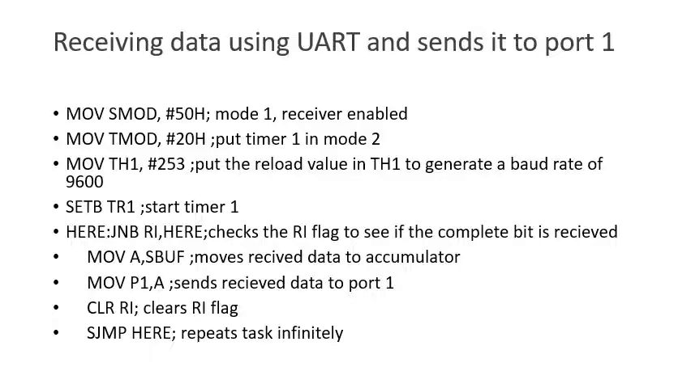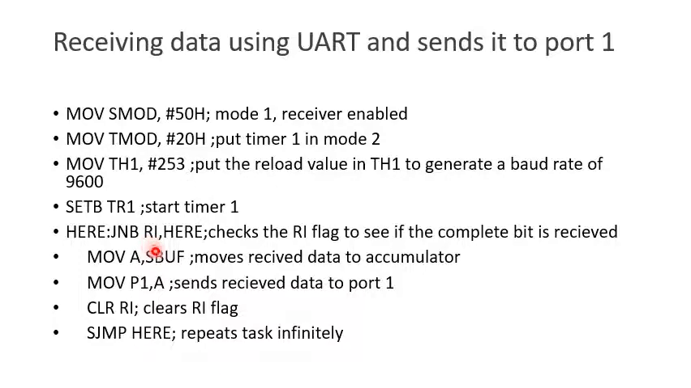In the receiver section, if you want to receive the transmitted data, this particular code is to be written. MOV SCON, #50H will set mode 1 and receiver enable. MOV TMOD, #20H will put timer 1 in mode 2, and MOV TH1, #253 puts the reload value in TH1 to generate the baud rate of 9600. SETB TR1 starts timer 1, and JNB RI here is checking the RI flag to see if the complete byte has been received.